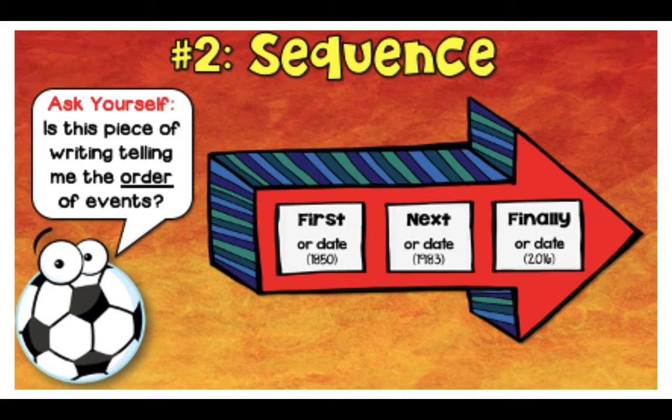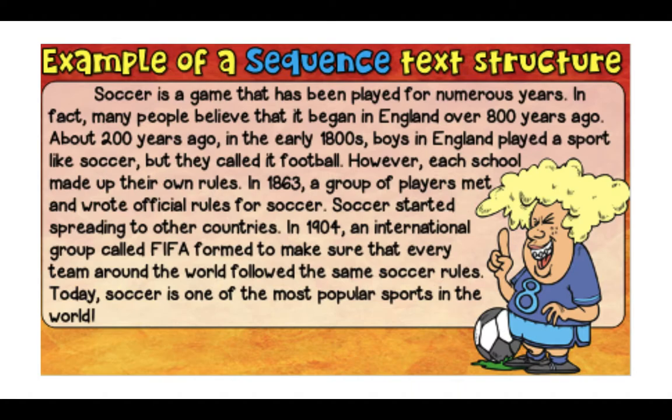Number 2, we have sequence. Ask yourself, is this piece of writing telling me the order of events? First, next, finally, or the date, 1850, 1983, or 2016, okay? Sequential order. Example of a sequence text structure. Soccer is a game that has been played for numerous years. In fact, many people believe that it began in England over 800 years ago.